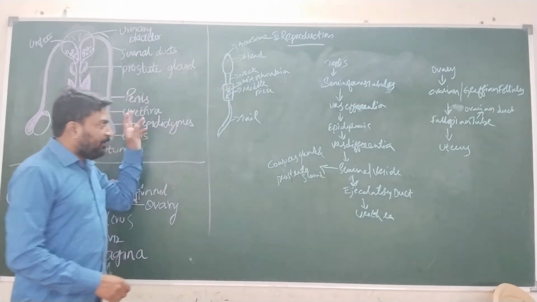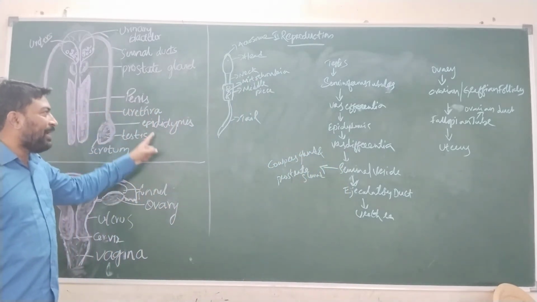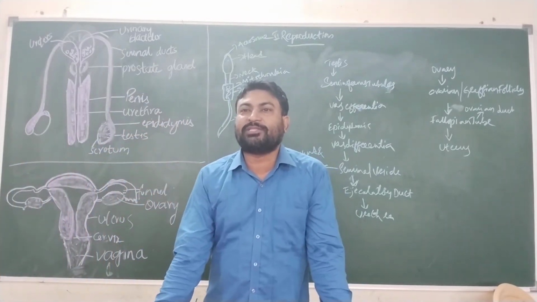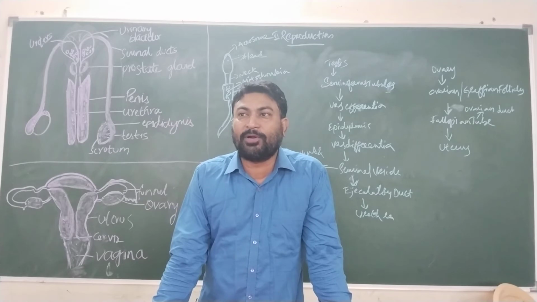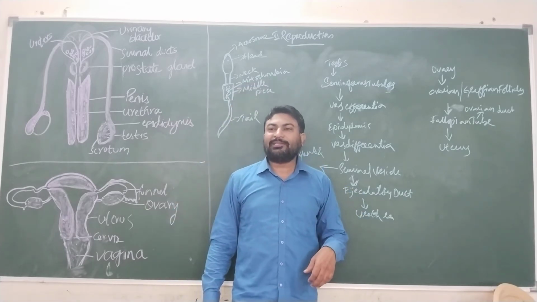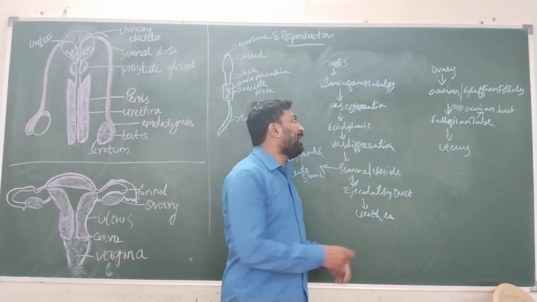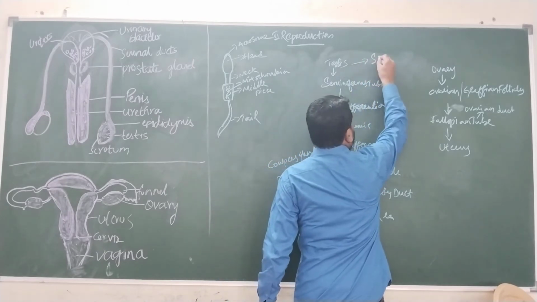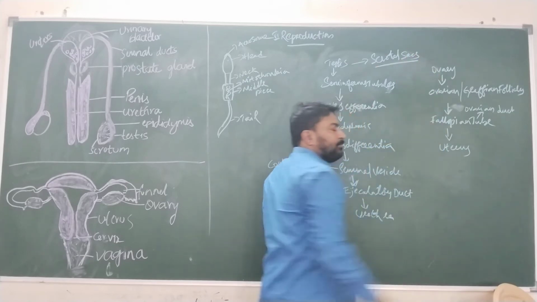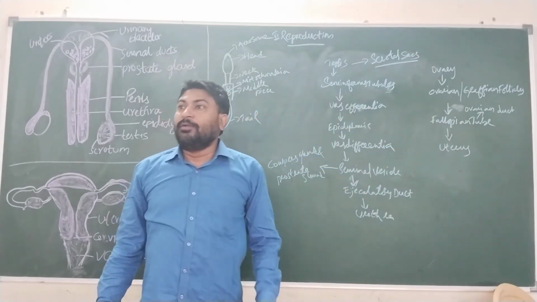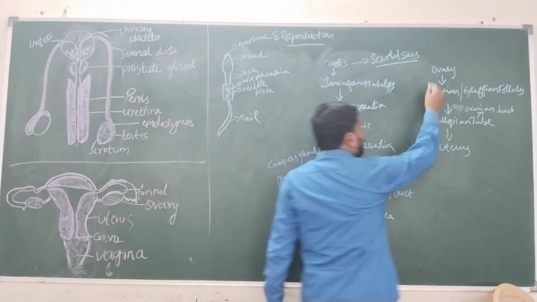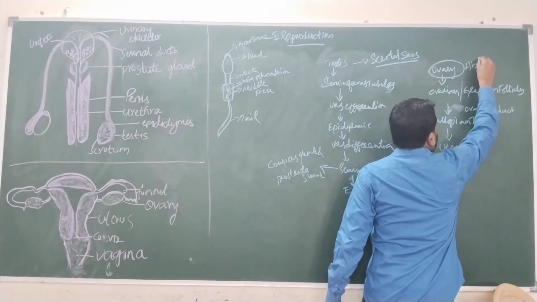Okay. Now, if we study the structure of the male reproductive system, it consists of a pair of testes. They are present outside the body in human males, in sac-like structures called scrotal sacs. Whereas in the female reproductive system, the ovaries are present inside the abdomen.